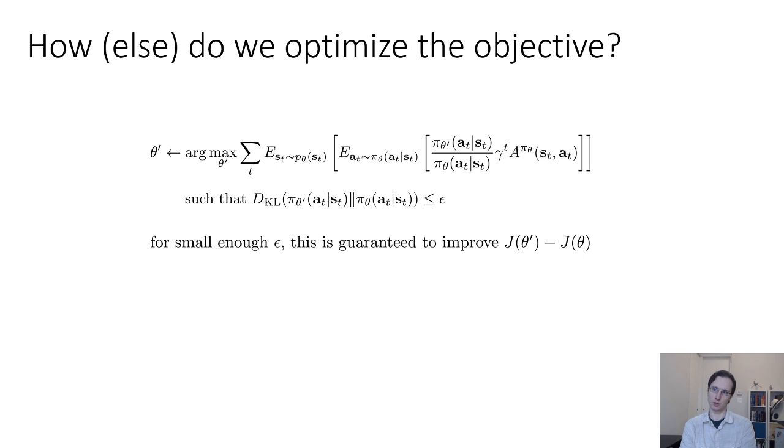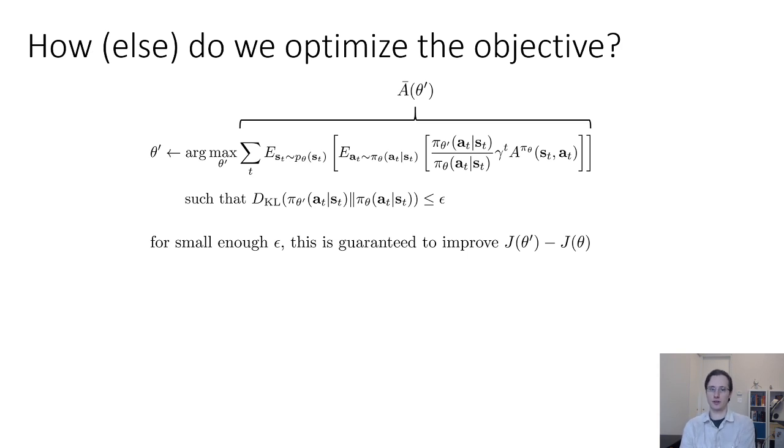In the previous section, we saw how we could impose this constraint by using something like a dual gradient descent method to pick a Lagrange multiplier, and then essentially optimize the Lagrangian as a kind of penalized objective to find the new policy parameters.